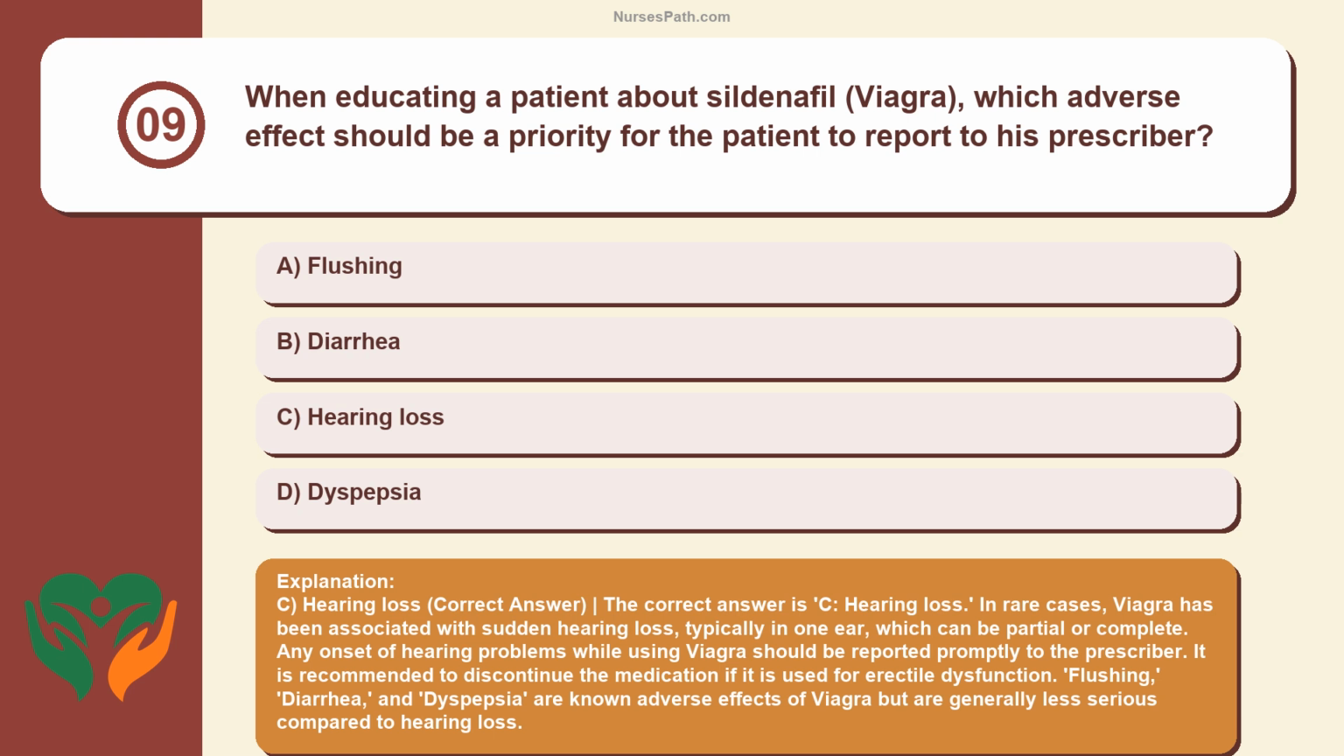Hearing loss. In rare cases, Viagra has been associated with sudden hearing loss, typically in one ear, which can be partial or complete. Any onset of hearing problems while using Viagra should be reported promptly to the prescriber. It is recommended to discontinue the medication if it is used for erectile dysfunction. Flushing, diarrhea, and dyspepsia are known adverse effects of Viagra, but are generally less serious compared to hearing loss.